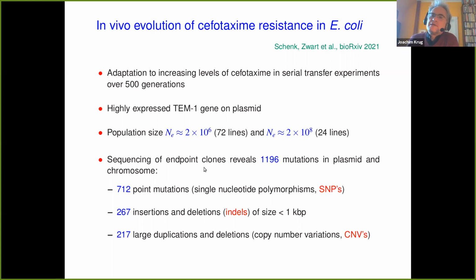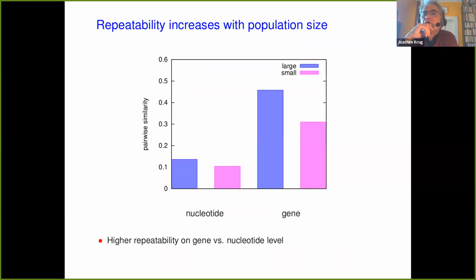The primary interest here was to look at the repeatability. So we looked at pairwise similarity between the mutations in different clones. The first pattern that we saw was what you would expect. This is a measure of pairwise similarity. It shows four columns: large and small populations on the level of the nucleotide, and then large and small populations on the level of the gene.